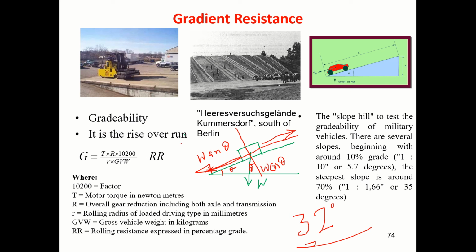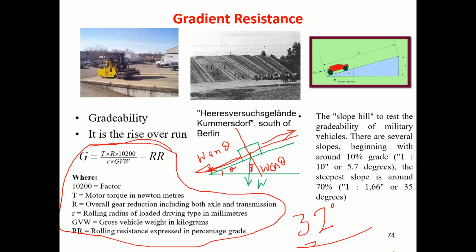Gradability, it is a rise over run. So we'll find the gradability in all these things later. Better let me avoid here. So we understood gradient resistance. If theta increases, W sin theta also increases. But if it is downhill, then it supports, right?